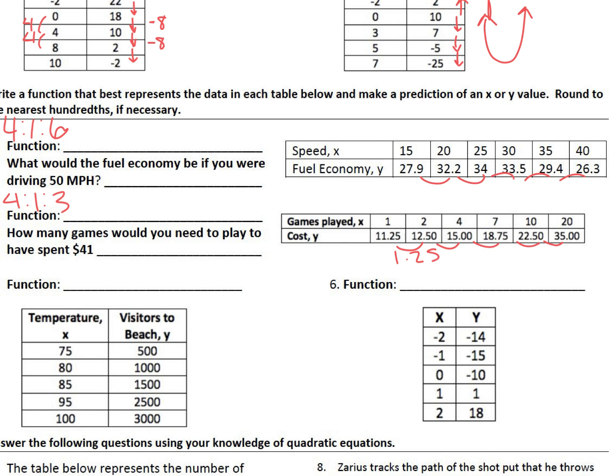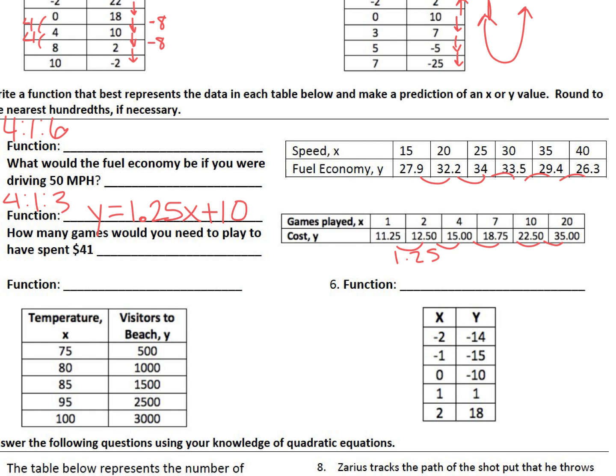So we put that into the yellow calculator, and we got y equals, my m is 1.25, so 1.25x, so $1.25 per game, plus $10 to get in wherever you were going, main event or the rodeo or what have you. The next question says, how many games would you need to play to have spent $41?